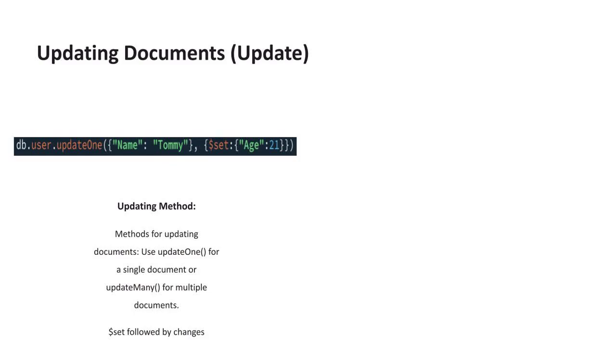MongoDB offers two primary methods for updating documents. updateOne for single document change, and updateMany for bulk changes. Both functions take in two arguments. First being the condition, and second will be the changes to be made. The most common change operator to use will be the $set operator.